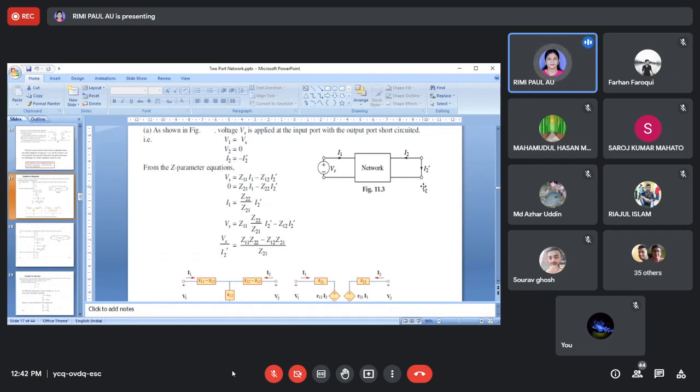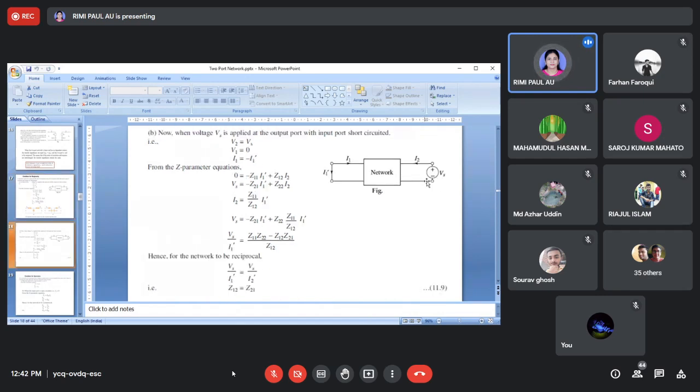Now if I just exchange their positions, I am giving Vs here and I am getting I1 prime here, at the input port. So Vs by I1 prime. If Vs by I2 prime is equal to Vs by I1 prime, then I can say yes, this network is a reciprocal network. Now, what are the conditions?